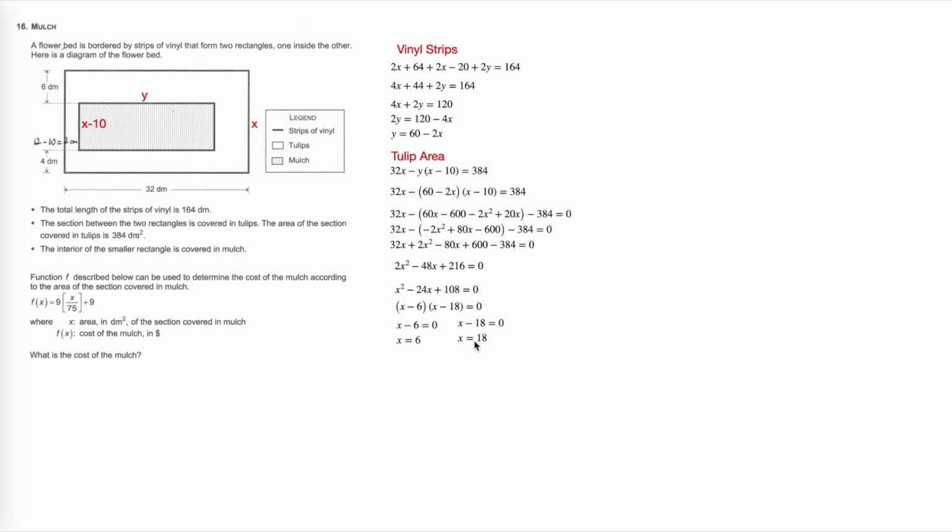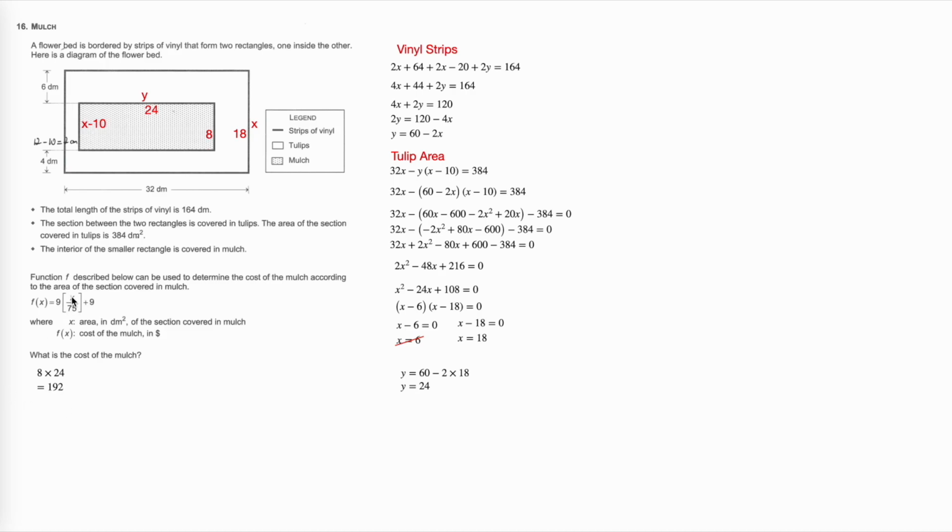Discount this one. When x is equal to 18, I'm going to feed it back into my y is equal to 60 take away 2x formula, which is y is equal to 60 take away 2 times 18, which is 24. x is 18 and y is 24. Put an 18 here, and 18 take away 10 is 8. This height is 8. y is equal to 24. This length is 24. The area of the mulch is 24 times 8, which is 192.